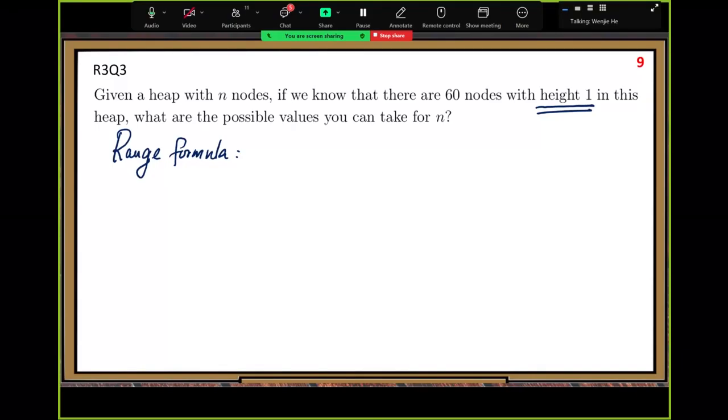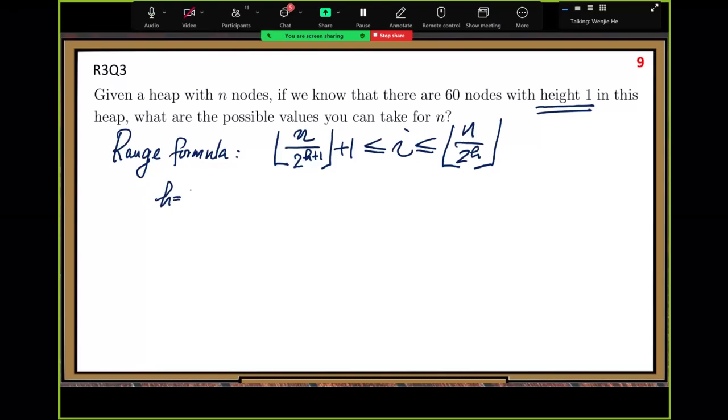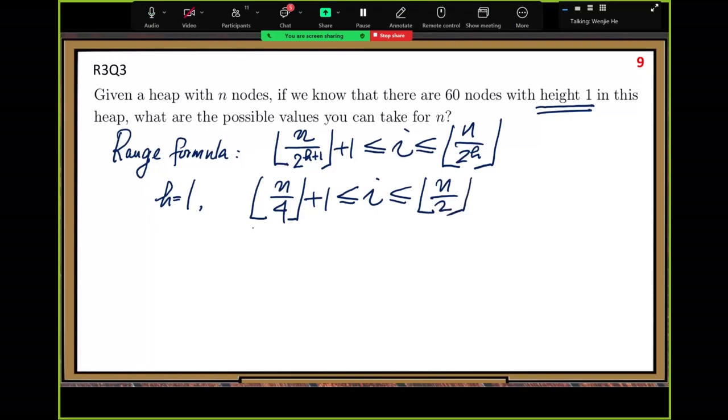So the range formula: floor of n over 2 to the h plus 1, less than or equal to i, less than or equal to n over 2 to the h. This is the general formula. But because our height is 1, our general formula becomes n over 2 to the 1 plus 1, which is 4. So n over 4 plus 1 is less than or equal to i, less than or equal to n over 2. This is the range formula.